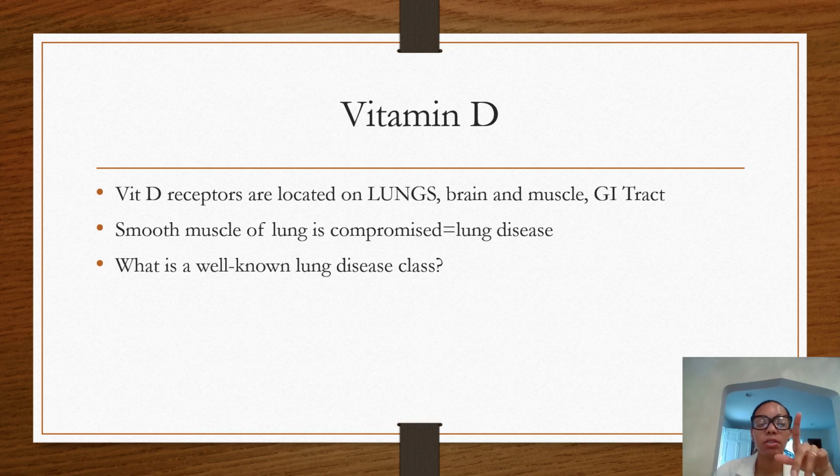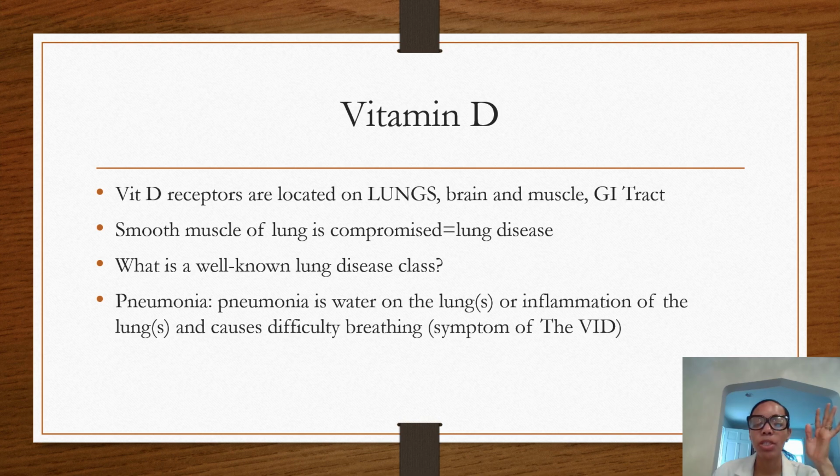And before you answer, I'm talking about bodily organs for the sake of telling you where the receptors are and where smooth muscle is located and how it's going to affect us when we talk more about the VID. But getting back to the question, young man, what is a well-known lung disease? Correct. Pneumonia. Pneumonia is also known as water on the lungs or inflammation of the lungs and causes difficulty breathing, which we've talked about before is one of the main symptoms of the VID. When they say you'll have difficulty breathing, you'll have problems with the respiratory system, a breakdown of the respiratory system. This is the exact same thing that happens when we speak about pneumonia.